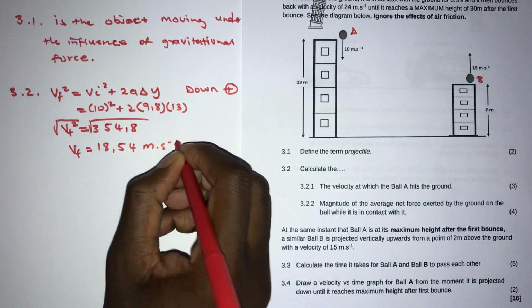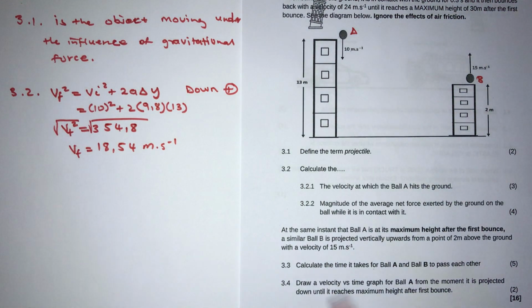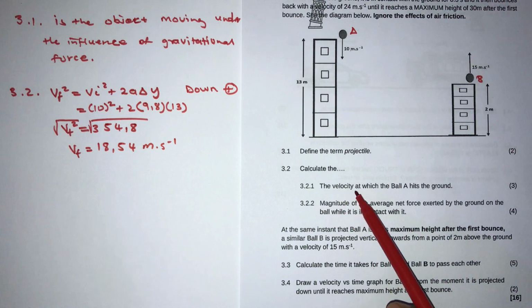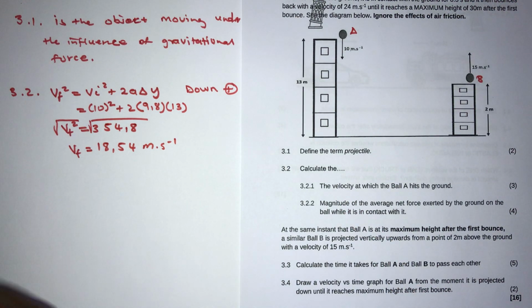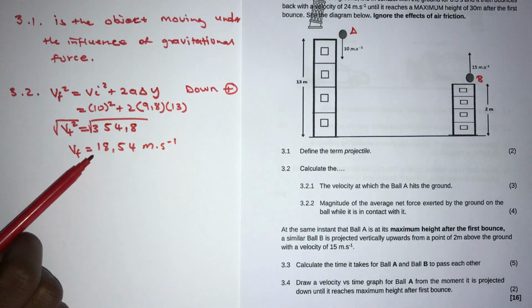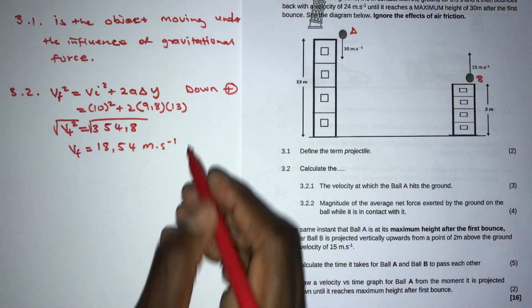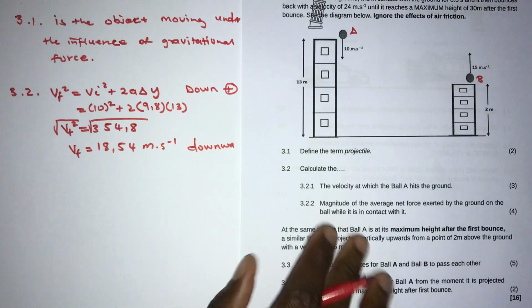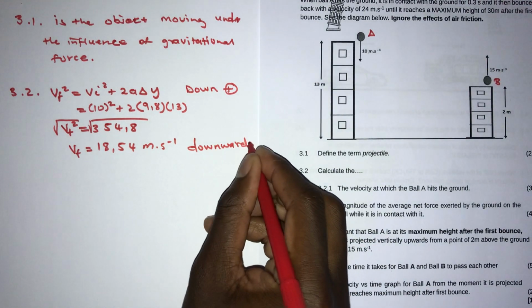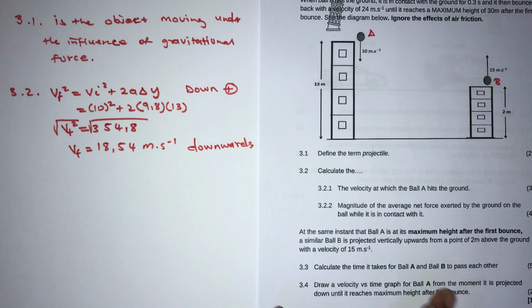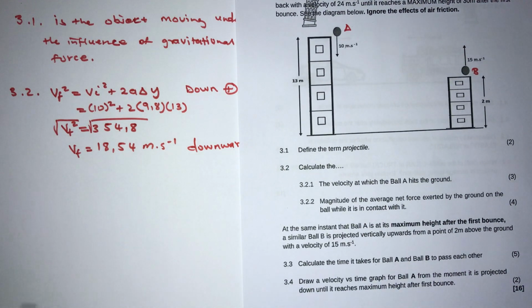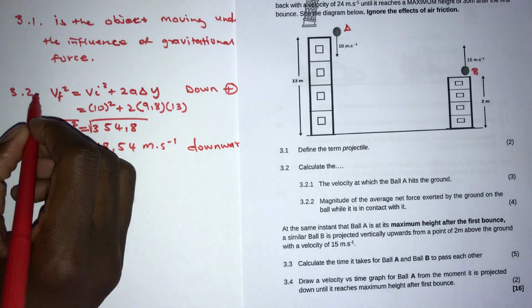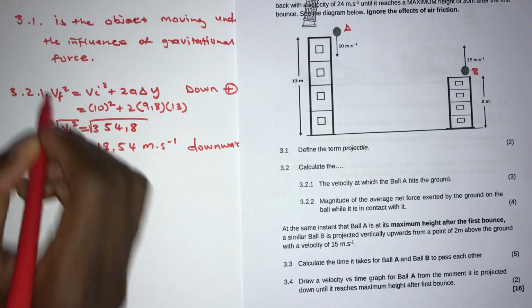meters per second. So since the question said velocity is a vector, that means we must also show the direction. So we chose down as positive and check the answer is positive. It means that the velocity is going where? Downwards. Downwards. Right. So this one is 3.2.1, right?